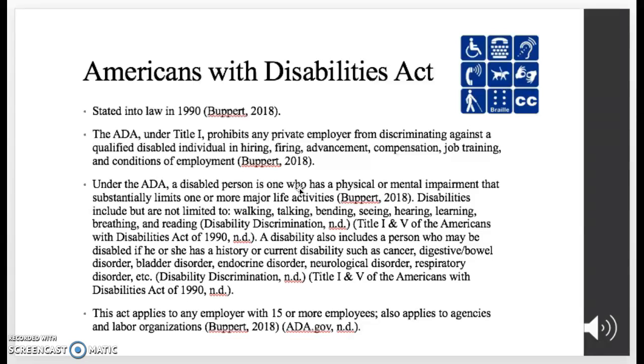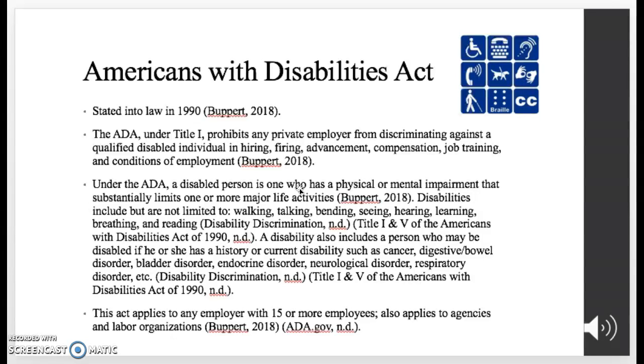Now we will switch topics to the Americans with Disabilities Act. In 1990, the Americans with Disabilities Act was signed into law. This act, under Title I, prohibits any private employer from discriminating against qualified individuals in hiring, firing, advancement, compensation, job training, and conditions of employment.